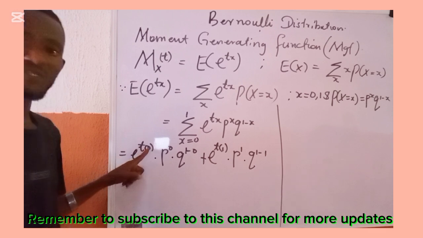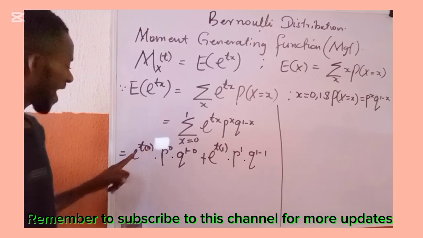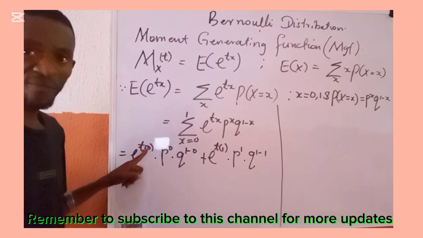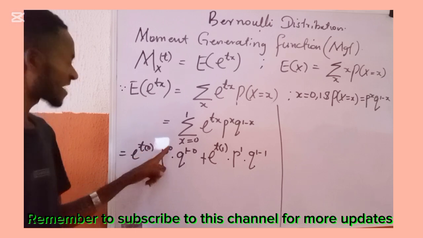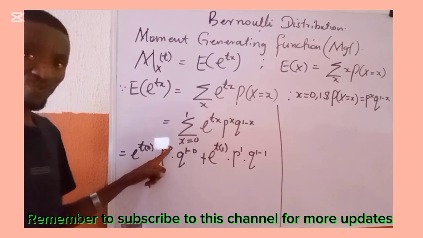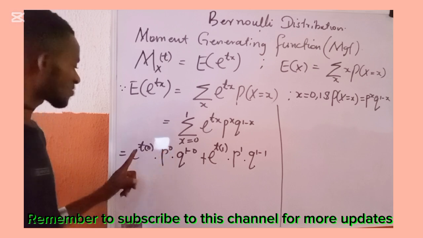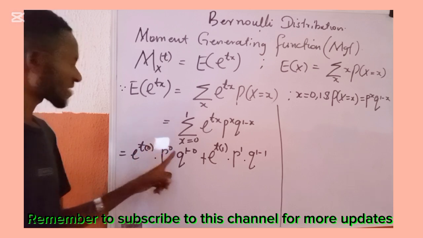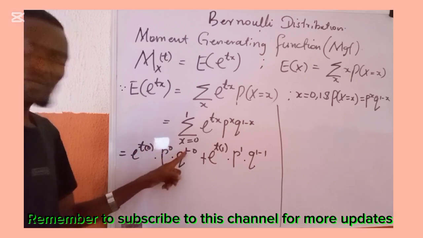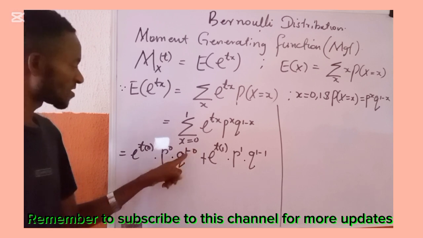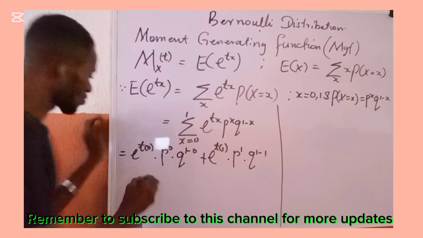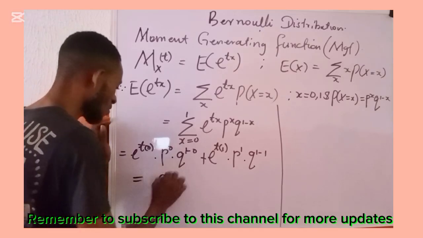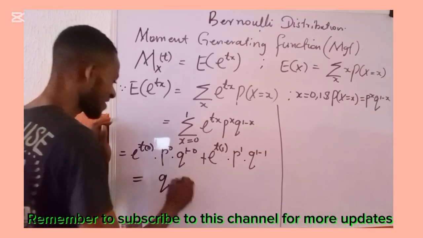T times what? 0 is 0. And E raised to power 0 is what? 1, because anything raised to power 0 is 1. Multiply by P raised to power 0, which is 1, because anything raised to power 0 is 1. So this is 1 times Q raised to power what? 1, because 1 minus 0 is just Q raised to power 1, and Q raised to power 1 is just Q. So the whole thing I have here is Q. The sign here is plus.